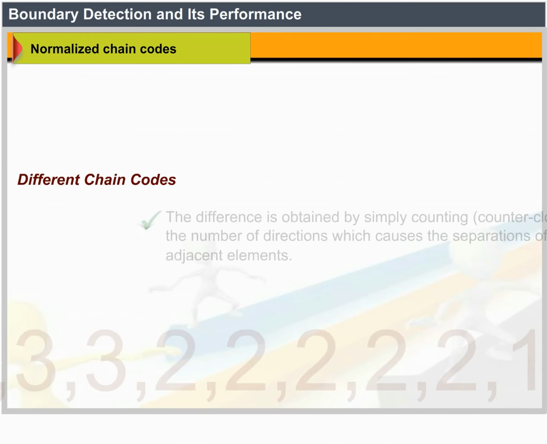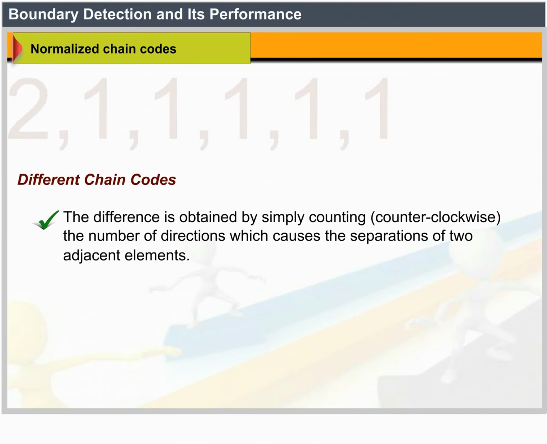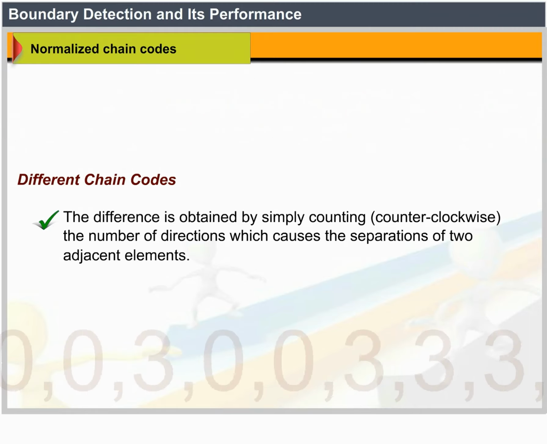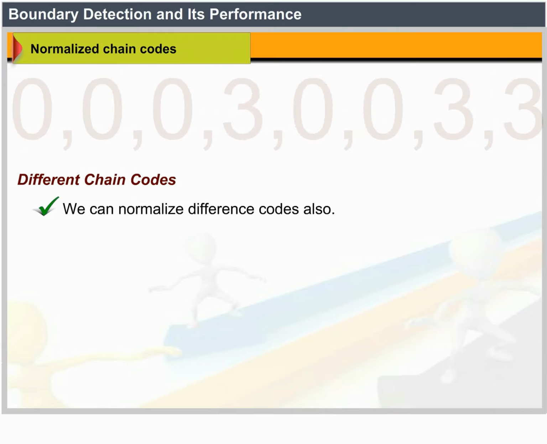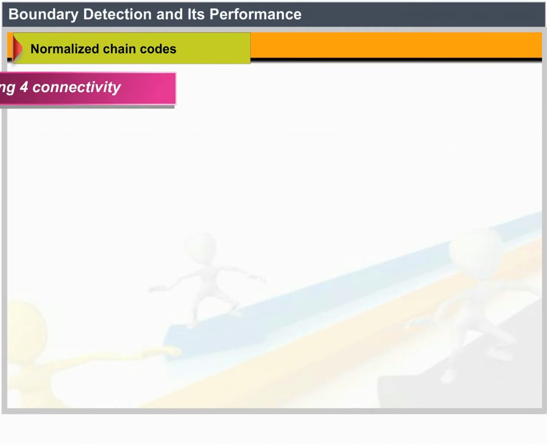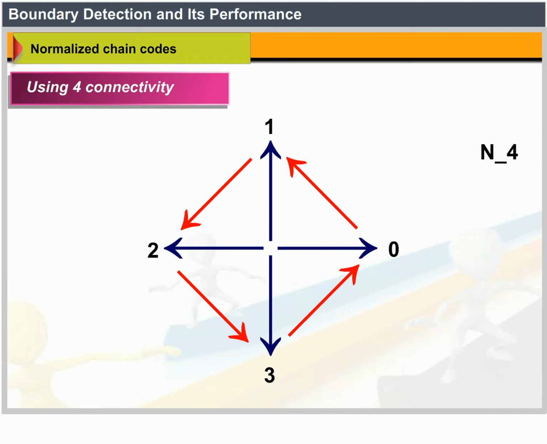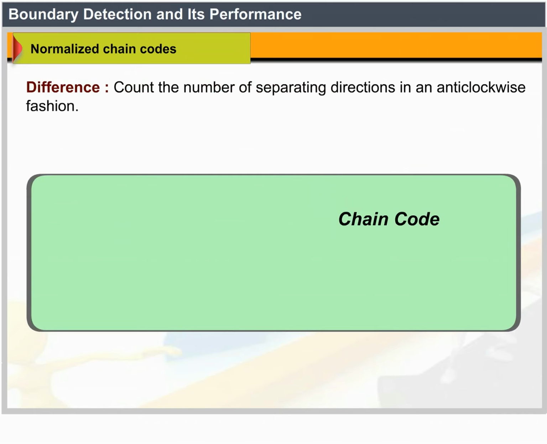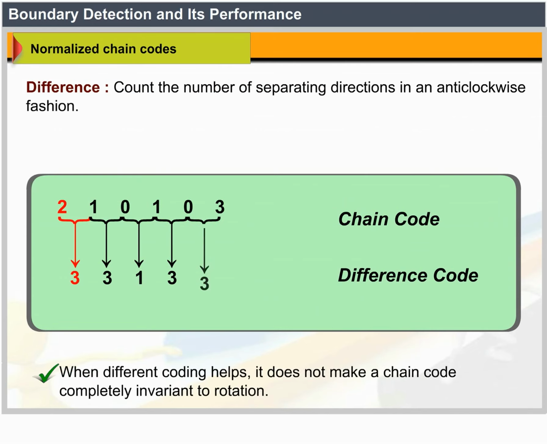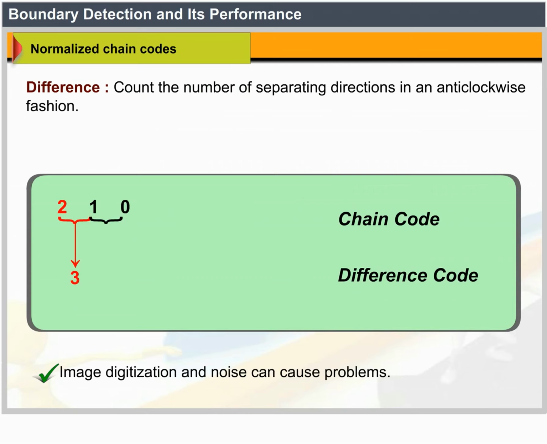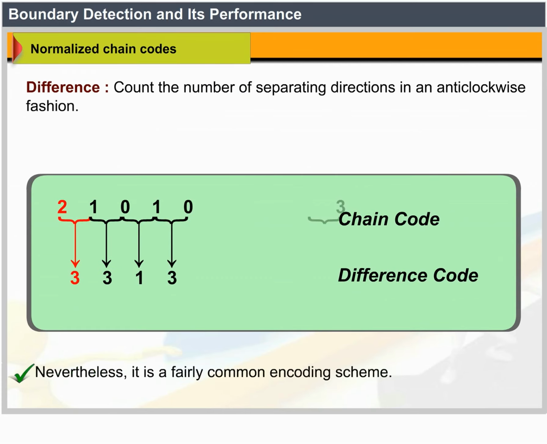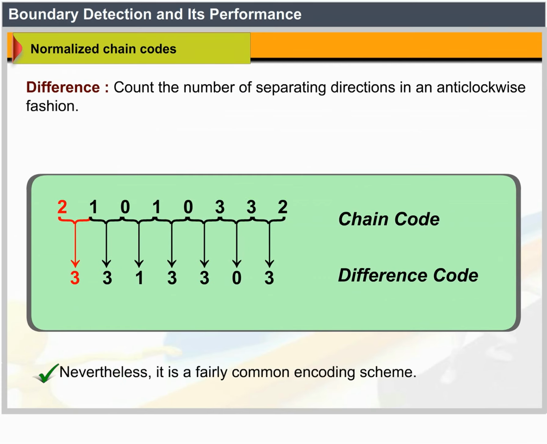Difference chain codes. The difference is obtained by simply counting counterclockwise the number of directions that separate two adjacent elements. And we can normalize difference codes also. Using 4 connectivity, count the number of separating directions in an anti-clockwise fashion. While difference coding helps, it does not make a chain code completely invariant to rotation. Image digitization and noise can cause problems. Nonetheless, it is a fairly common encoding scheme.